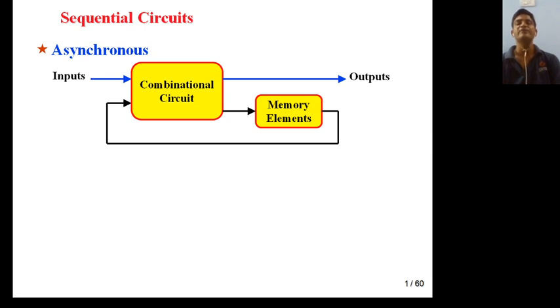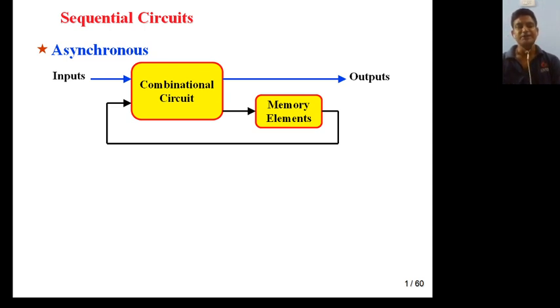For this, we will provide a feedback path from output to input. This is your feedback path. In sequential circuit, it is further categorized into two types: asynchronous sequential circuit and synchronous sequential circuit. In asynchronous sequential circuit, output may change at any instant of time when input changes.